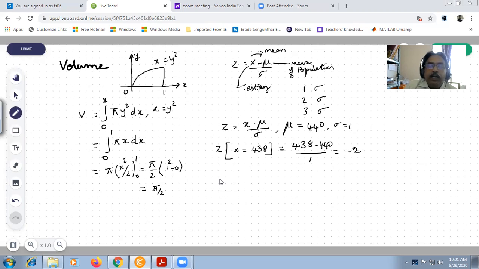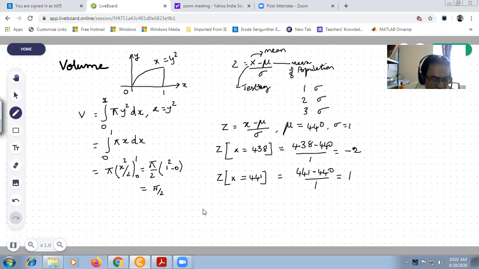Again we have z is equal to x, which is 441. So 441 minus 440, divided by 1, which is equal to 1.